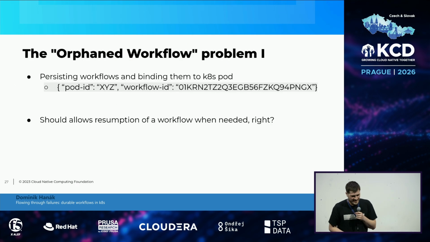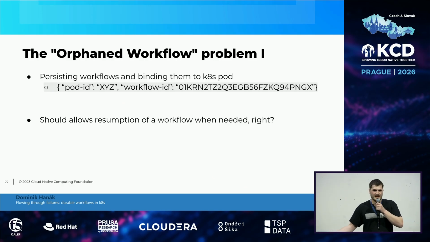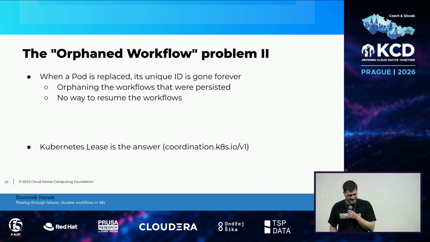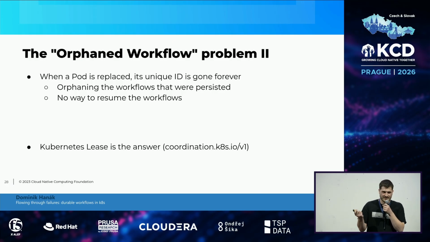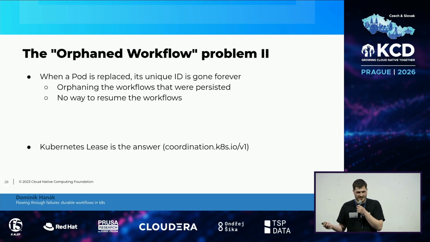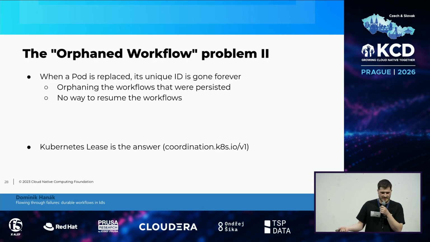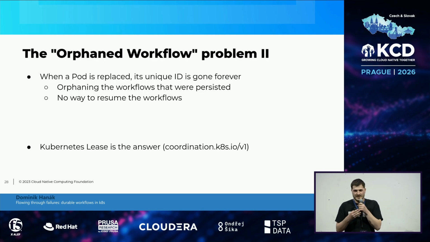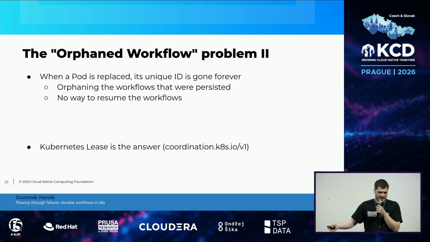And while working on this, we tried to solve it like this. The workflow data stored in the state persistence would be tied to a pod. So that should solve it, right? Of course not, because if you read the documentation, when a pod is replaced, this ID is gone forever. So we ended up with a database of workflow contexts, workflow states, which didn't belong to anything, so we couldn't restart them.